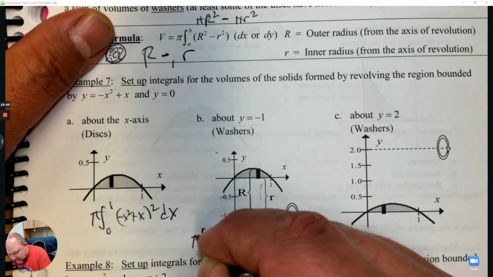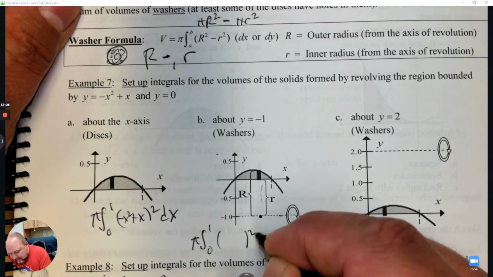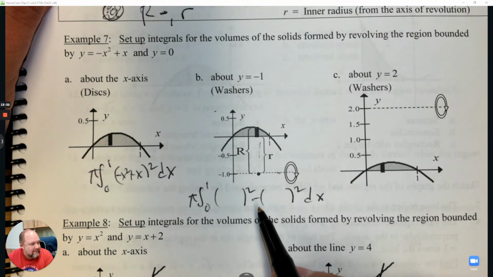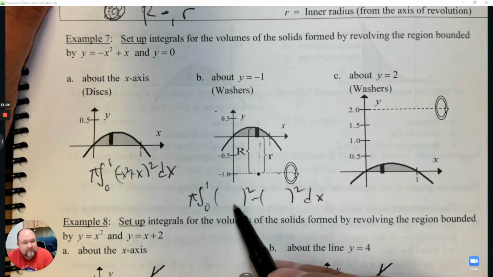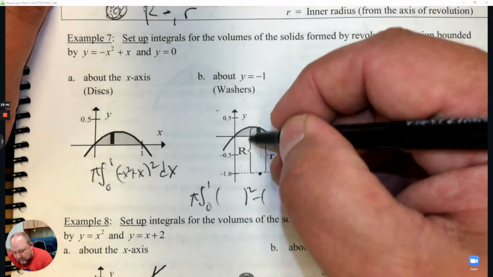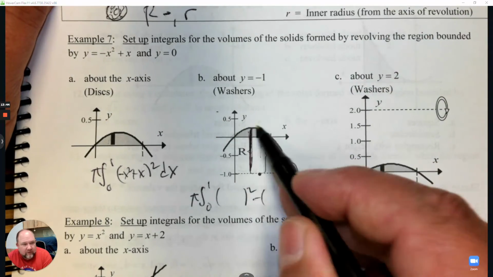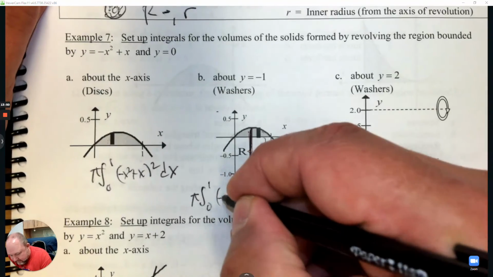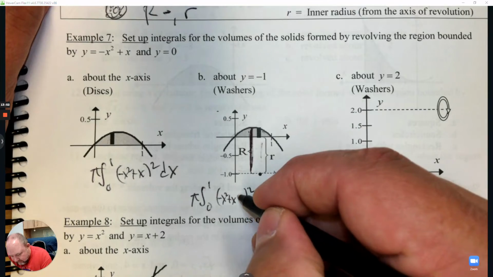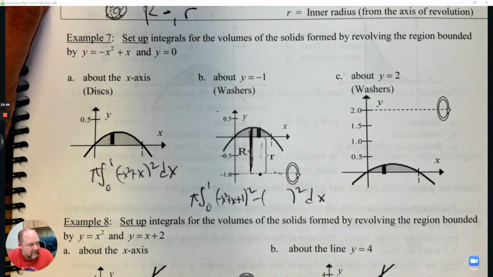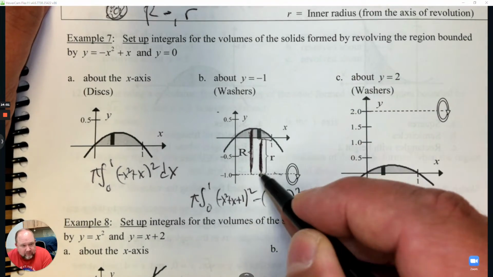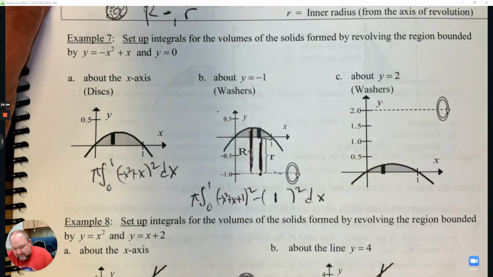So first of all, I just want to set it up. So it goes 0 to 1. We have a big radius, subtract a small radius, and have the setup to begin with. The big radius goes to the top all the way to the bottom. So top, subtract bottom. So that is the parabola, negative x squared plus x, subtract negative 1. When you subtract a negative, it actually becomes adding 1. And then this is the small radius. So that's 0, subtract negative 1. That radius is just 1, and that's the setup.